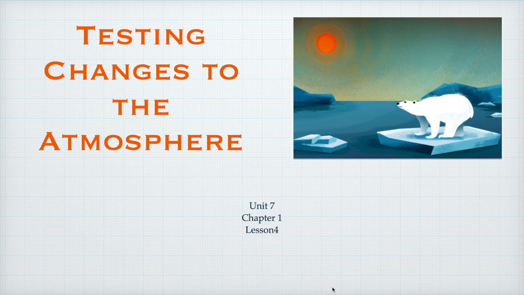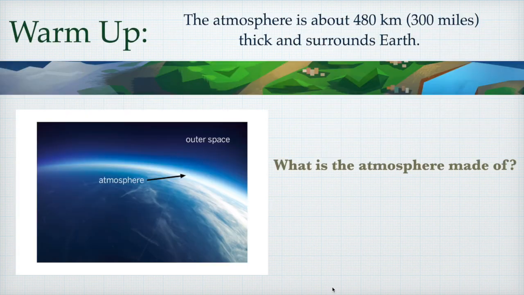So today we're going to test the changes in the atmosphere. And while we begin, you're going to go on to Amplify. This question is on the Amplify website. So when you press pause, answer this on the website. It says the atmosphere is about 480 kilometers, which is 300 miles thick, and surrounds Earth. For comparison, the size of New York is close to 600 to 700 miles from the top to the bottom, depending on where you're starting and ending. So it's not that far to space, but from the ground all the way to the end of our atmosphere is 300 miles on average.